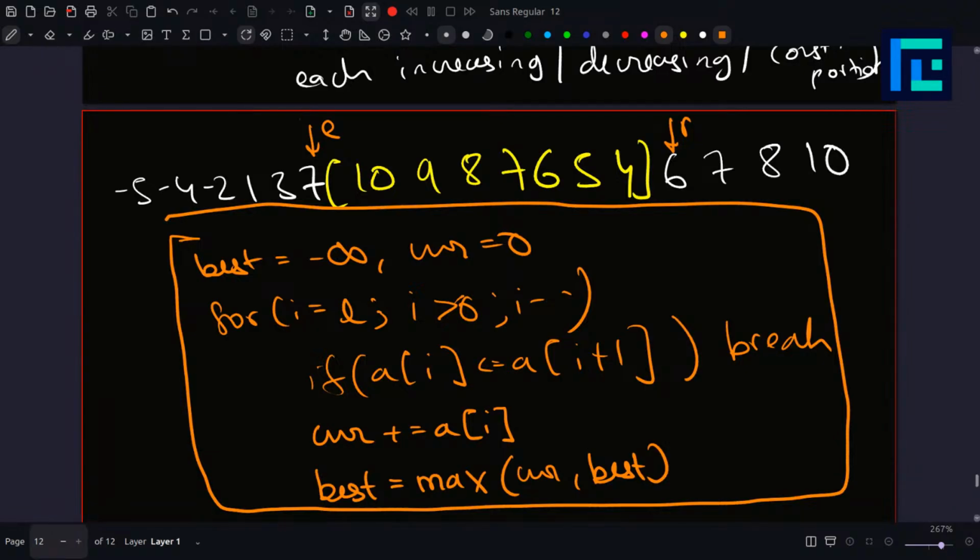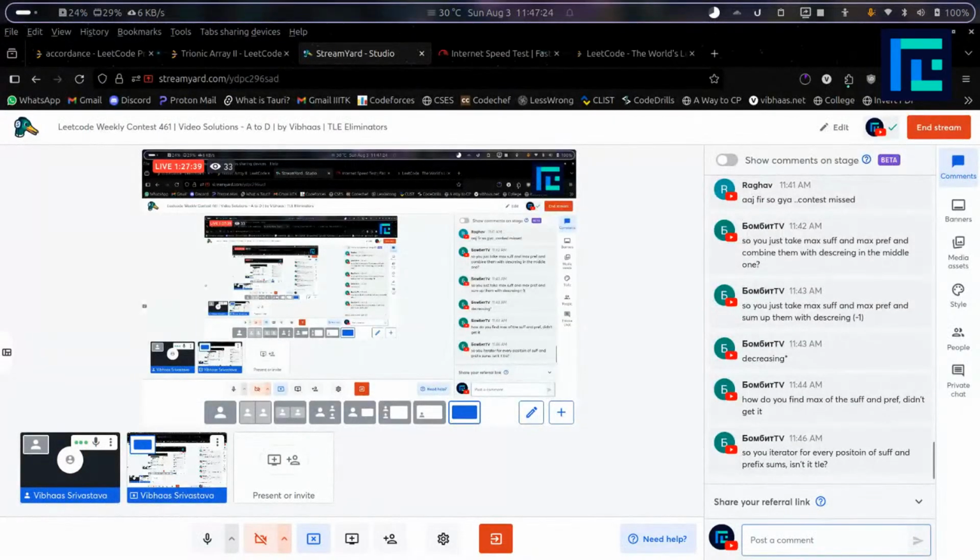Once this loop is done, it will give us the best possible prefix. It will check first 7, then 7 plus 3, which is 10. Then 7 plus 3 plus 1, which is 11. Then 7 plus 3 plus 1 plus minus 2, which is 9, and so on. As you can see, it will find 11 as the best sum, which is this one. Similarly, we can do it to the right. We will try 6 first, then 6 plus 7, then 6 plus 7 plus 8, and it will find whichever is the best sum, and give that as the right side.